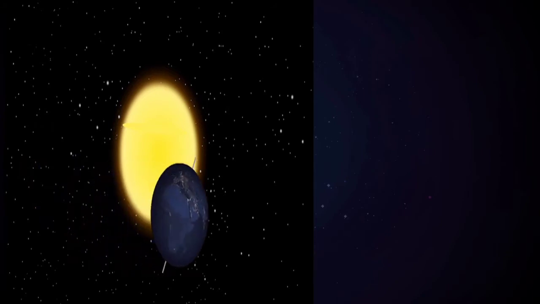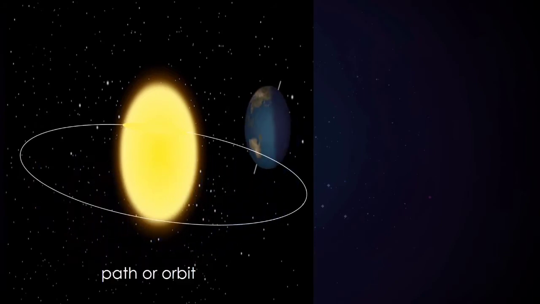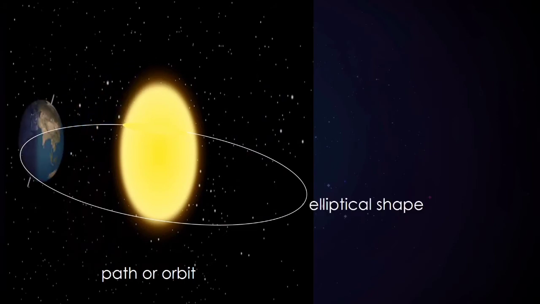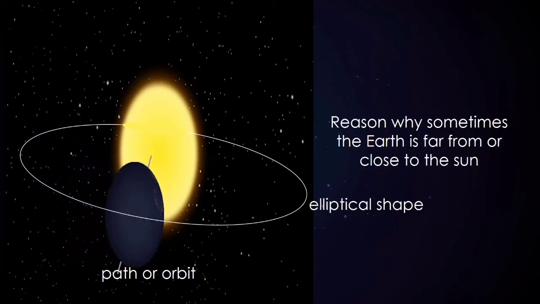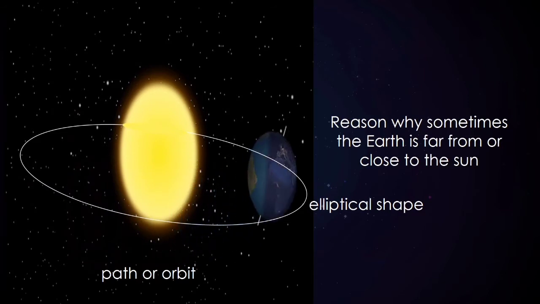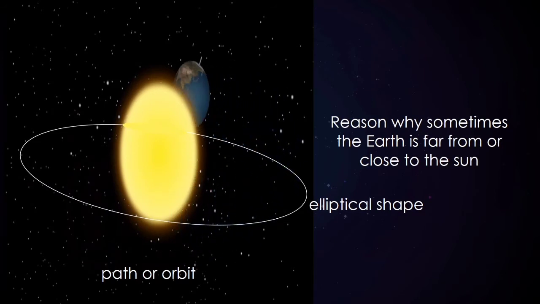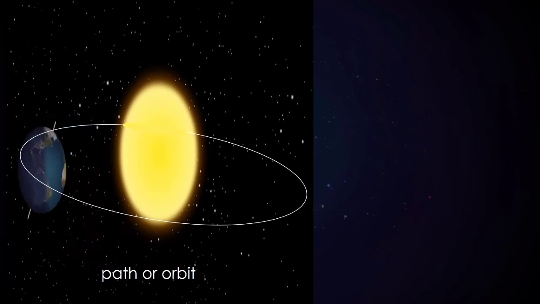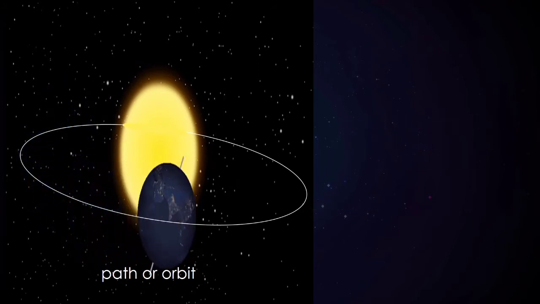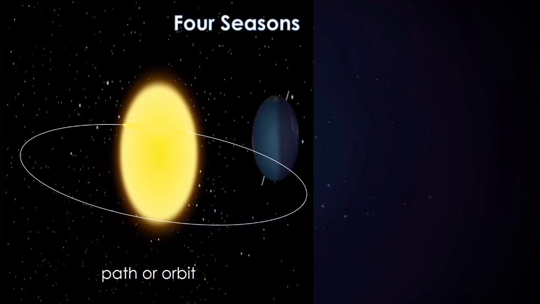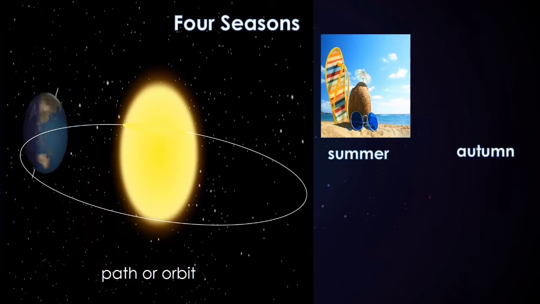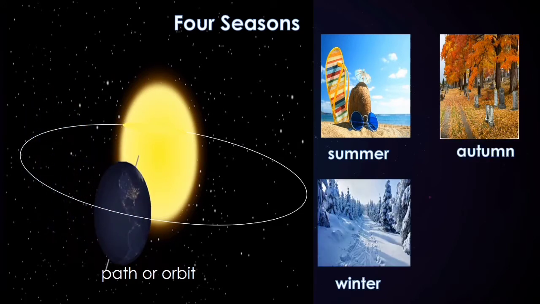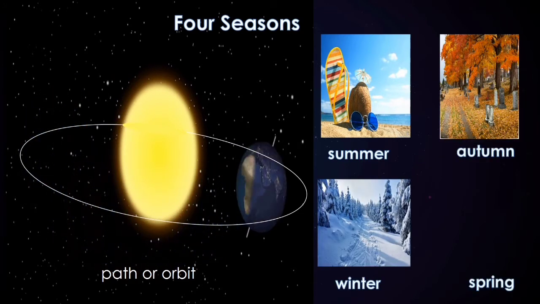The Earth travels around the Sun in a path or orbit. This orbit has an elliptical shape. This is the reason why sometimes the Earth is far from or close to the Sun. Revolution defines a year. In some countries, this movement causes the 4 seasons: summer, autumn, winter, and spring.